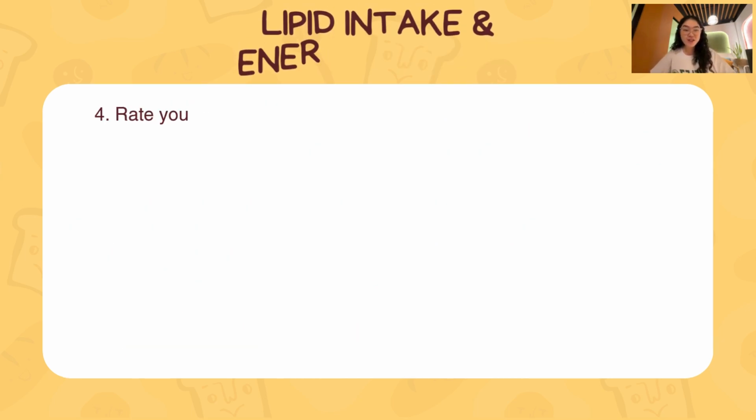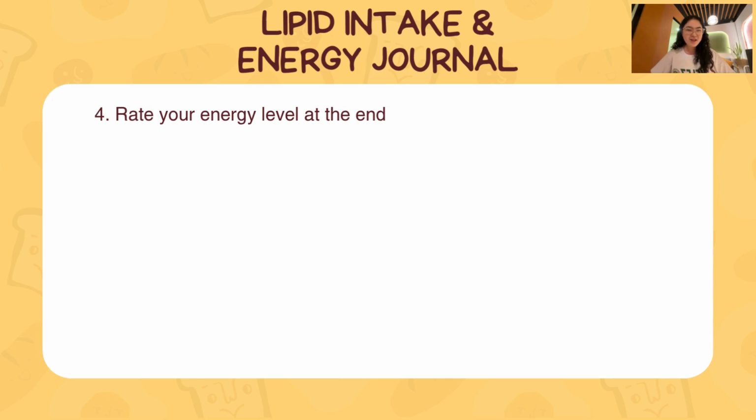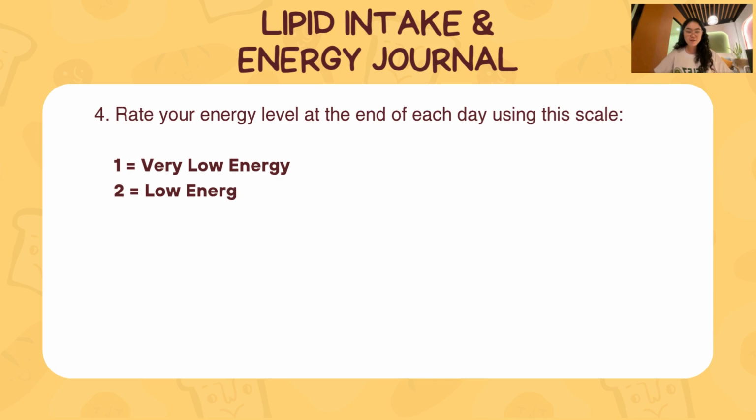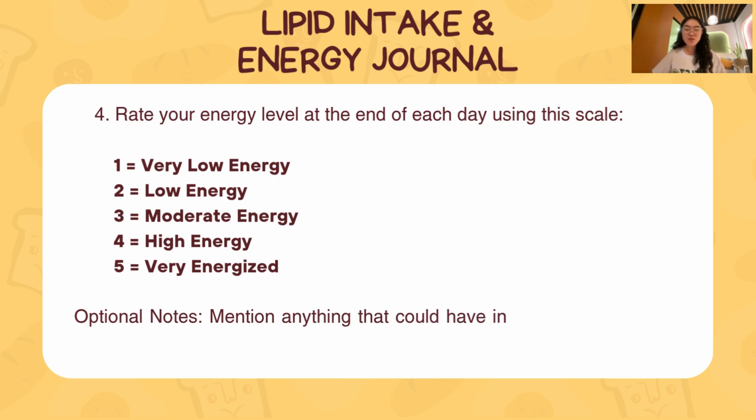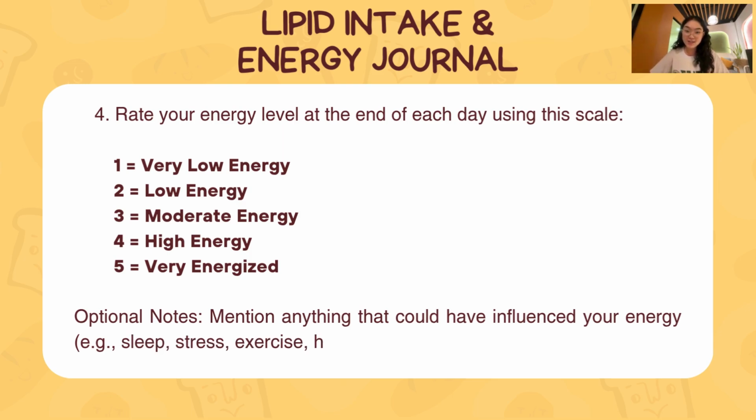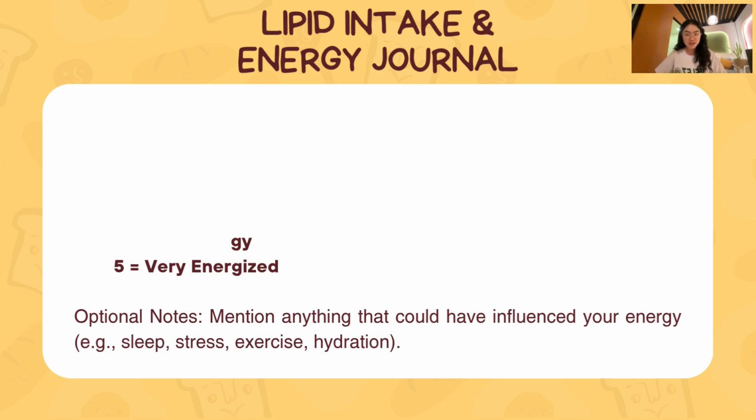Next, you're going to rate your energy. At the end of the day, rate how energized you felt. Is it 1, very low energy? 2, low energy. 3, moderate energy. 4, high energy. And 5, very energized. You can also jot down what might have affected your energy. It could be sleep, stress, exercise, or hydration.